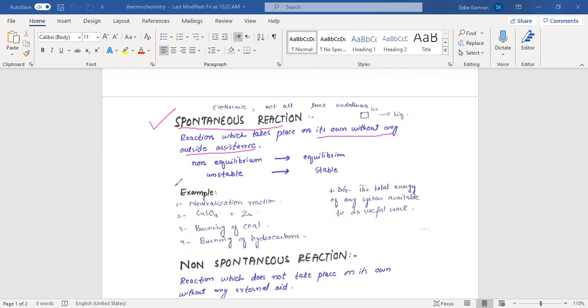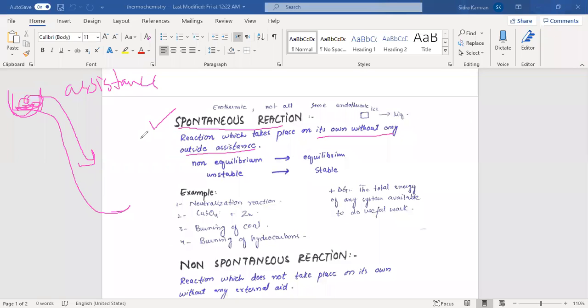For example, if you want to flow water from top to bottom, water is present here and it has to move downward. So this water that is at the top will move downward without any assistance. This is the easiest example of a spontaneous reaction.